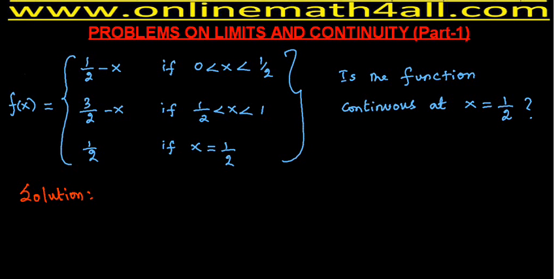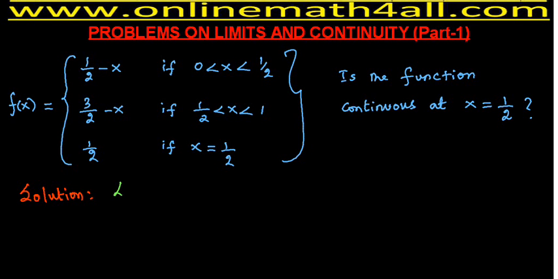In our problem, x is equal to 1 over 2. For that we have to check whether the function is continuous. So we have to find the left hand limit for x is equal to 1 over 2, and also we have to find the right hand limit for the same x is equal to 1 over 2. If the left hand limit and right hand limit for x is equal to 1 over 2 are equal, we can say the given piecewise function f of x is continuous at x is equal to 1 over 2. Okay, now I'll show you how to find the left hand limit and also the right hand limit for x is equal to 1 over 2.